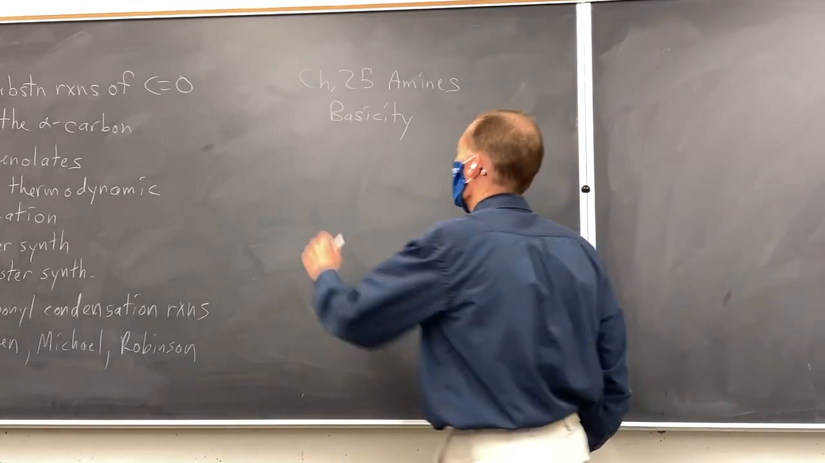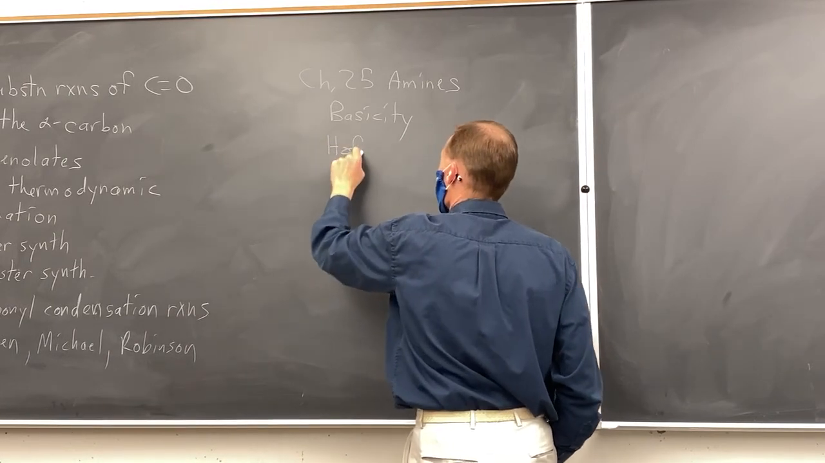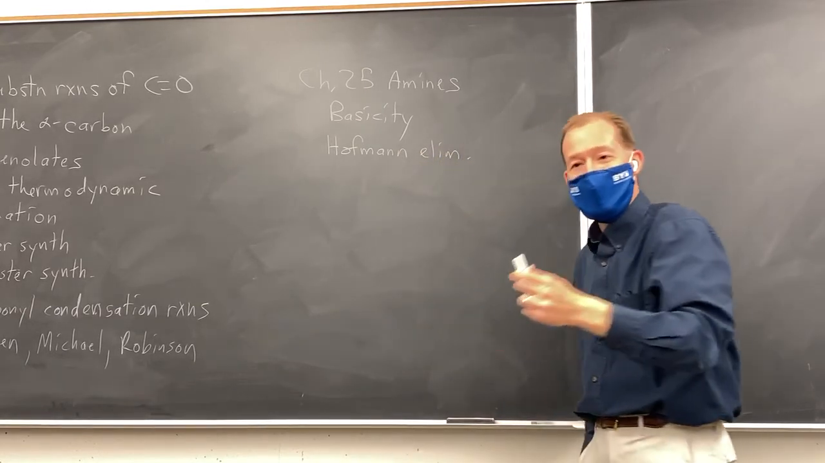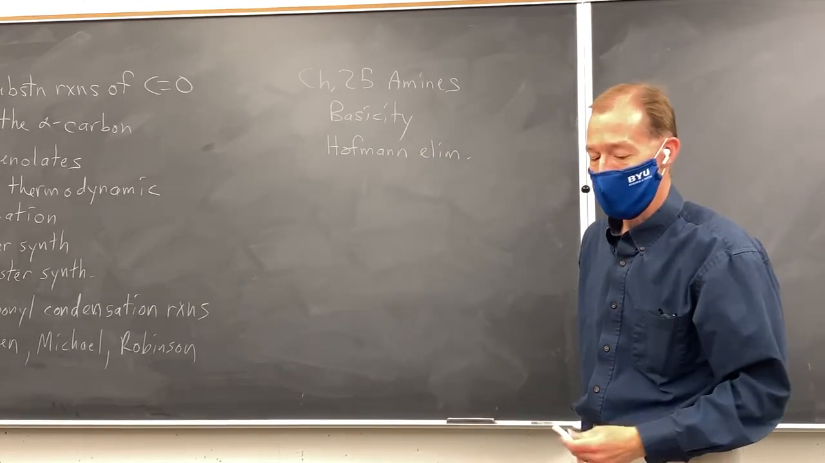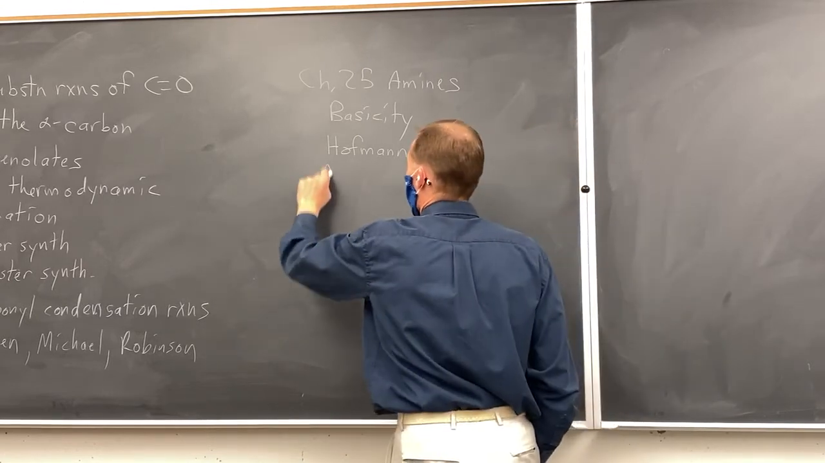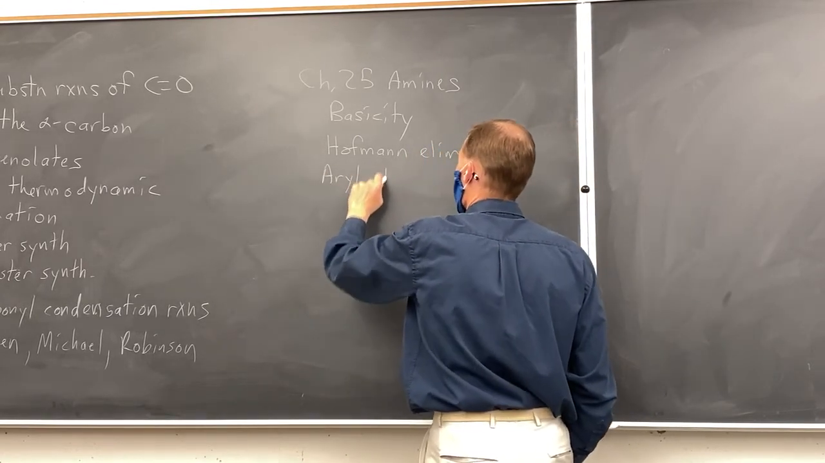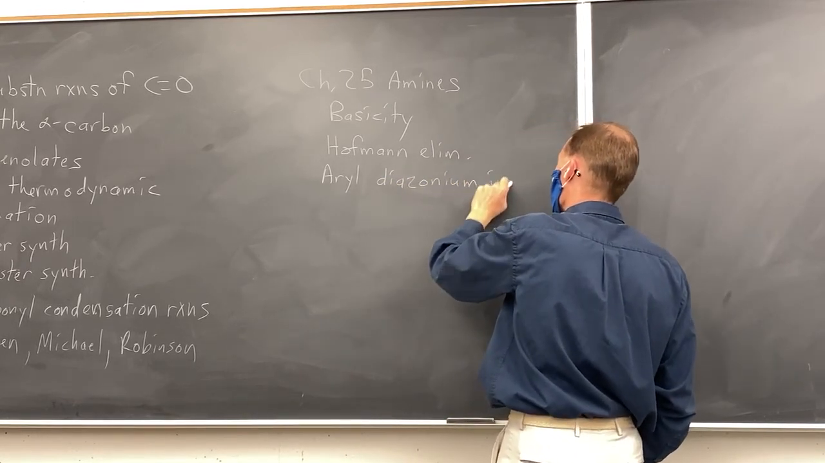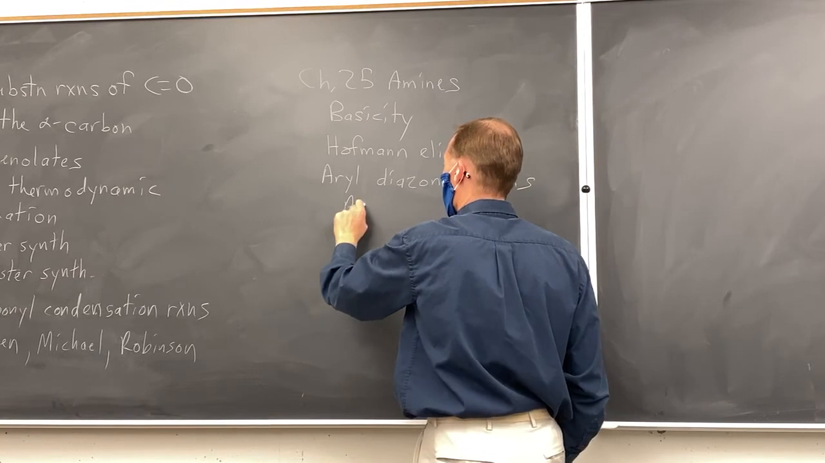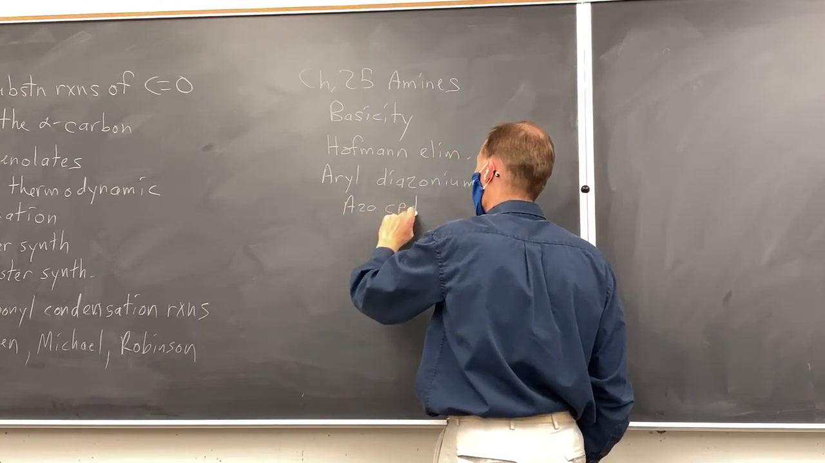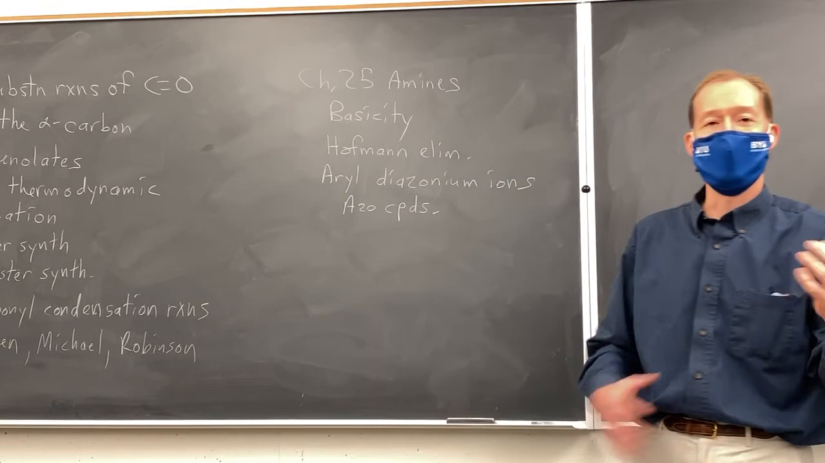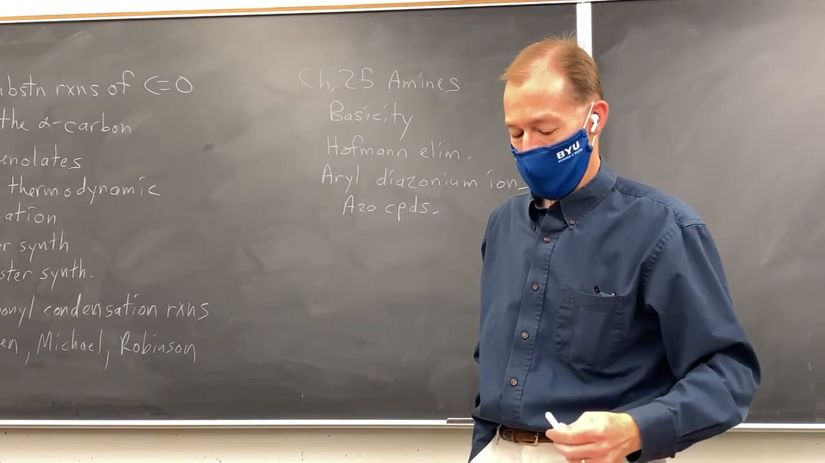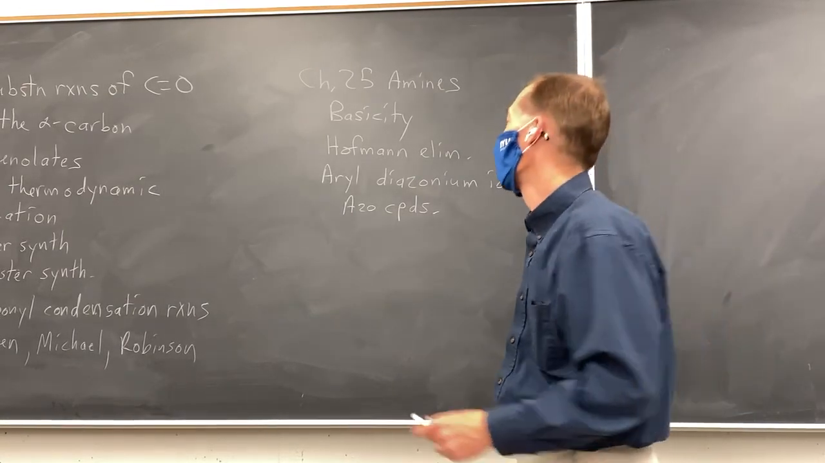And then a couple of other key reactions we had here. Hofmann elimination. The Hofmann elimination goes against Zaitsev's rule, and we explained why that is. And then we discussed reactions of aryl diazonium ions. And then azo compounds were kind of a related topic to those diazonium ions because they can be formed from diazonium ions. And they're highly conjugated. Of course, that makes them very good as dyes.